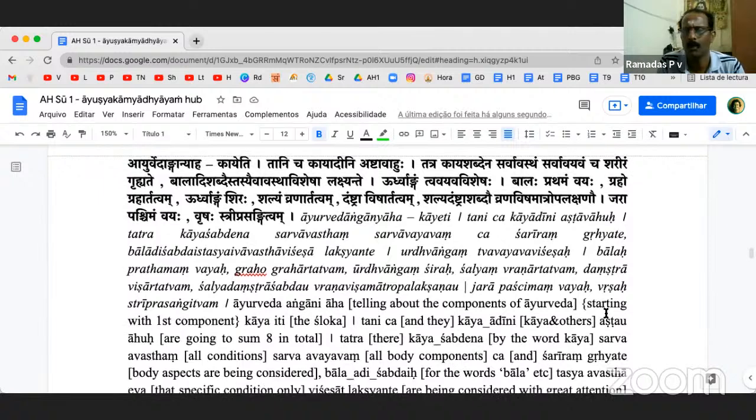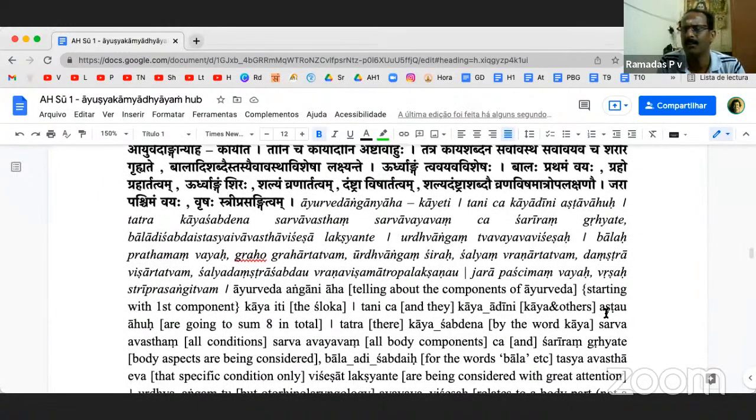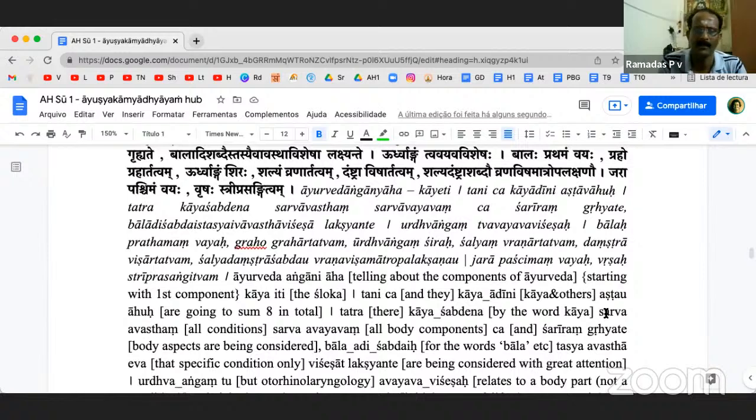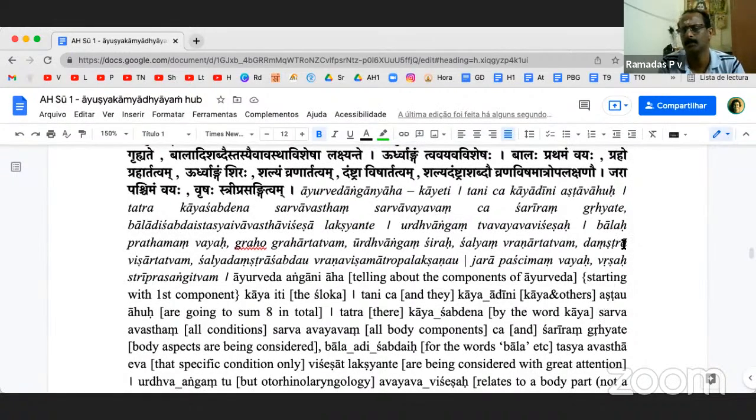Clear? So, Jara is the next condition, that is Paschimam Vayaḥ. That is also an avastha only. The last part of the Vayas is called Jara. Vrishaha means Stri Prasangitvam. That means the sexual virility of the person is being tested in the Jara. That is also a condition only.